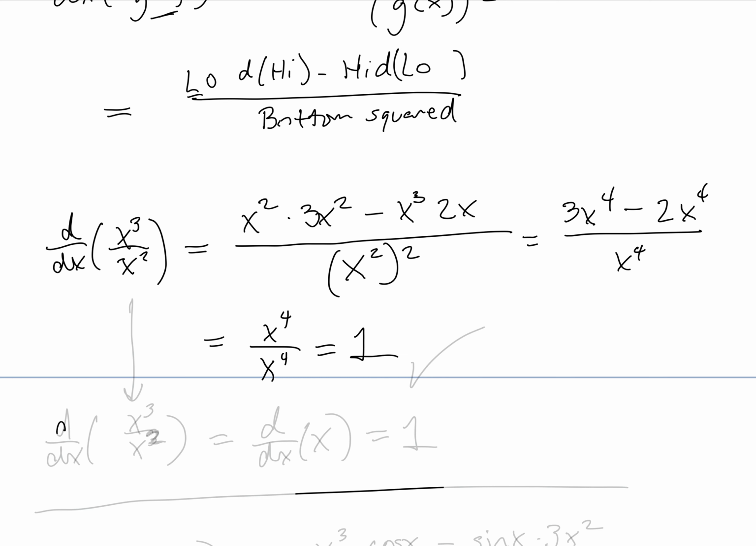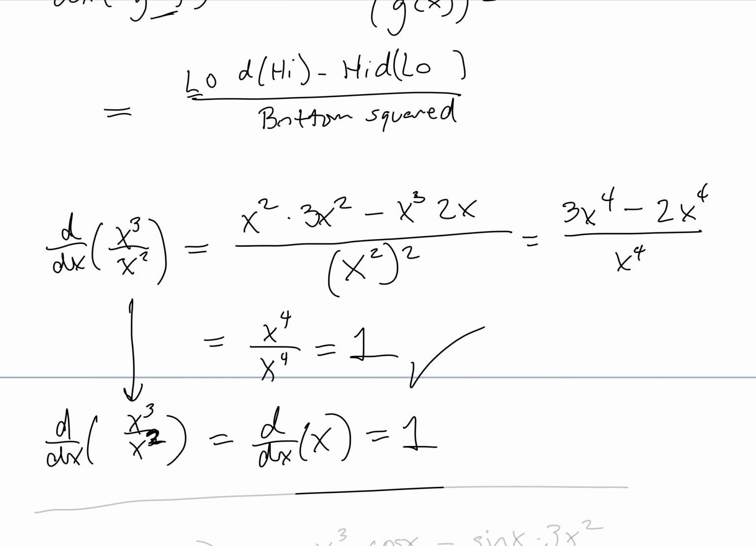And comparing that with the derivative with respect to x of, instead simplifying what's on the inside, x cubed divided by x squared, if we instead did this by simplifying instead of the quotient rule, which I'd certainly recommend in general, simplify when you can before taking the derivative. That's the derivative with respect to x of x, which is just 1. And yes, those two things match.